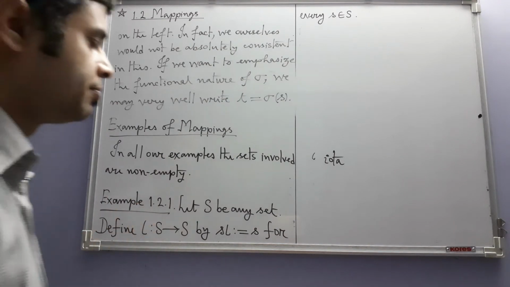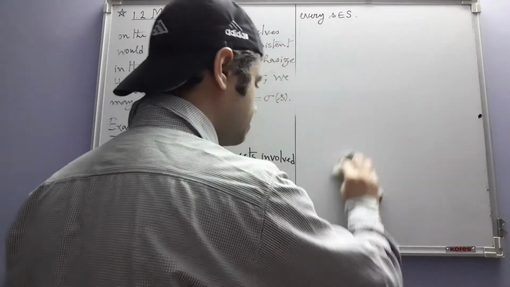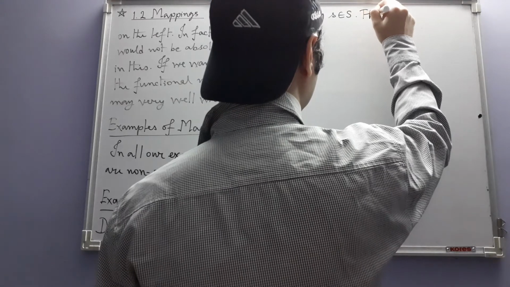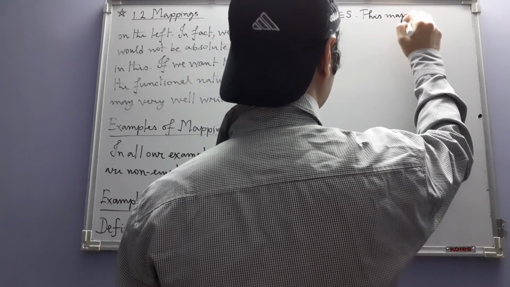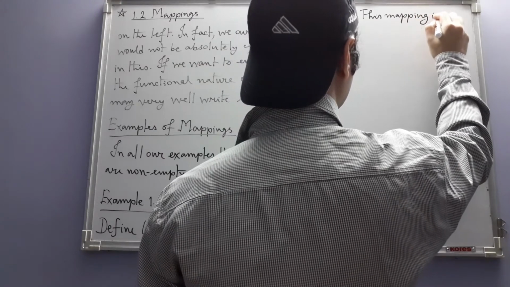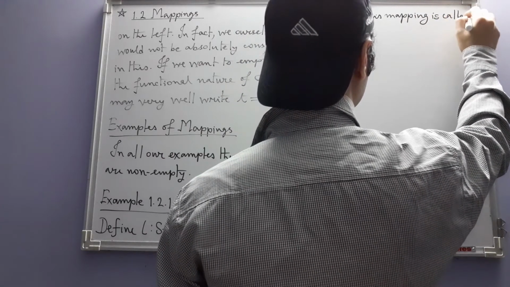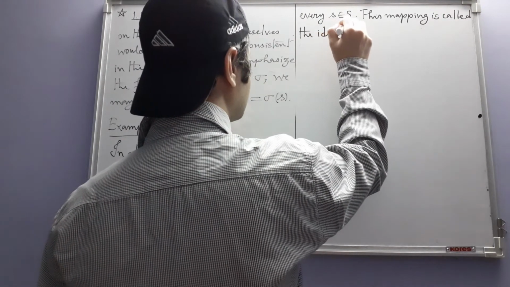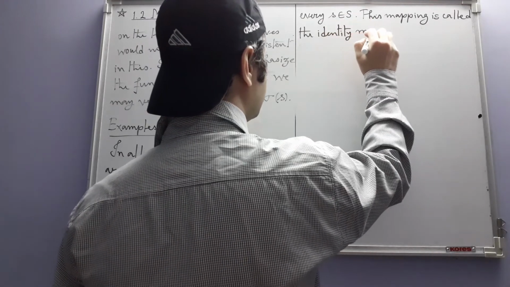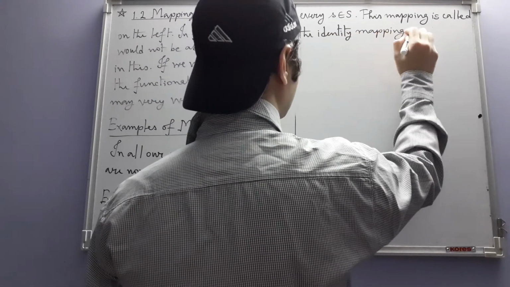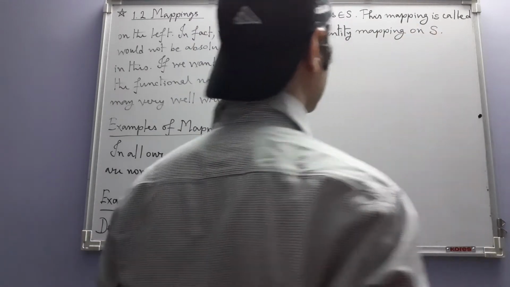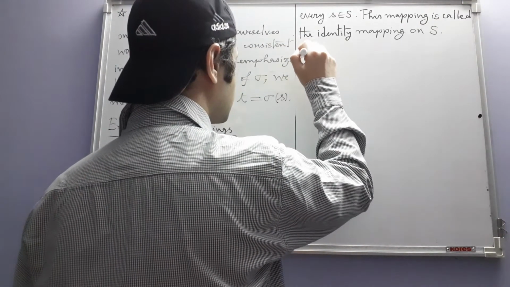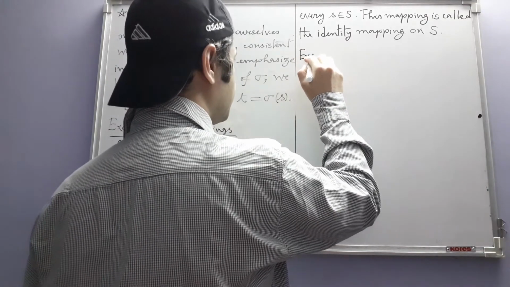So this is a mapping and it has a name. This mapping is called the identity mapping on the set S. Okay, so this is a mapping. Then the next example.